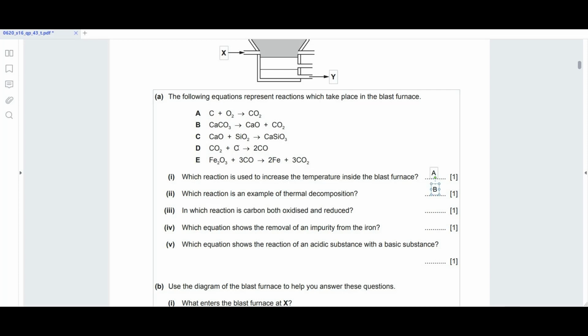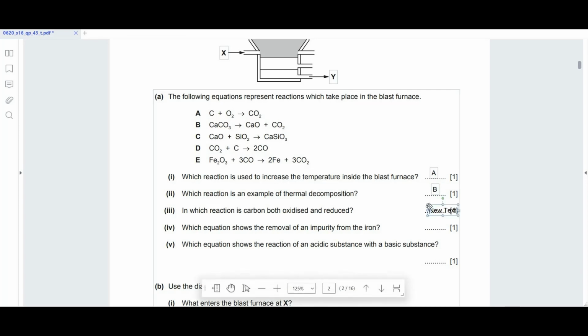For the carbon atom, you can see on the reactant side it is without oxygen, but when it comes to the product side, it is forming carbon monoxide. Because oxygen is being added, we can say it is oxidation. And since both oxidation and reduction are taking place in this reaction, we can say it is a redox reaction.